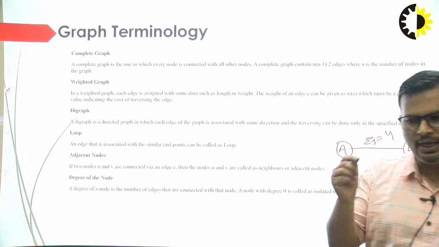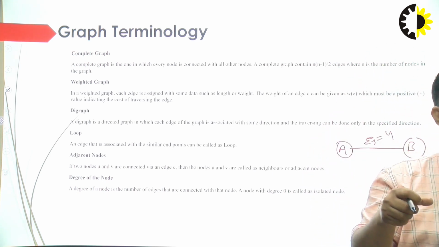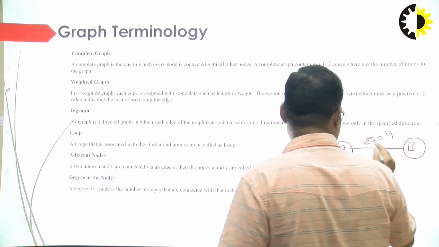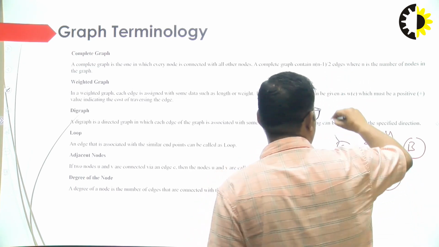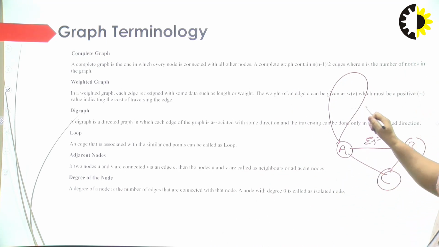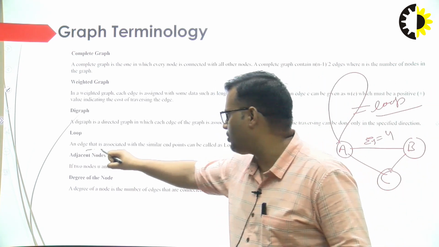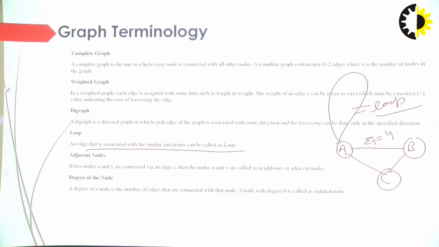लूप, जहां से वर्टेक्स शुरू है उसी पर ही अगर कोई रूप आ जाता है उसे बोला जाता है लूप. जैसे अगर सपोज दैट मैंने इस तरह से इसको किया है और यहां पे ही मैंने एक एज इस तरह से मूव करा दी, देन दिस इज कॉल्ड द लूप. An edge that is associated with the similar end points can be called a loop.